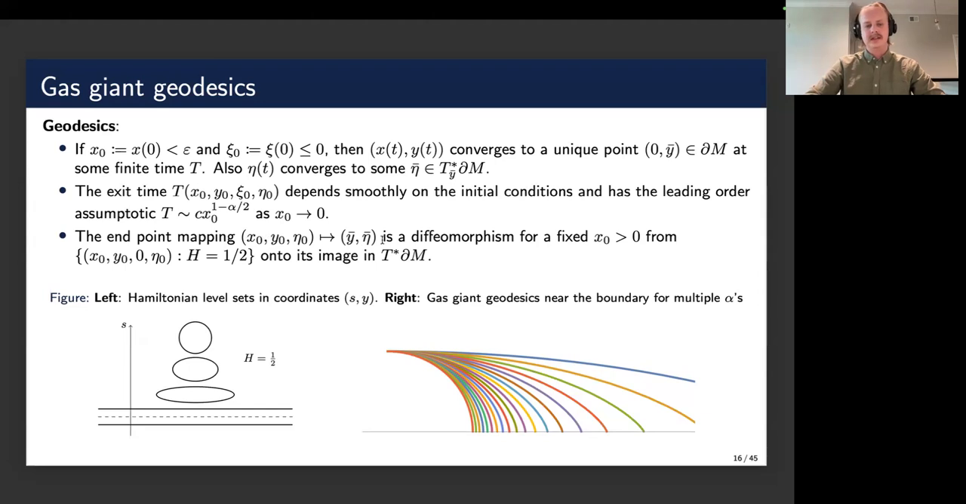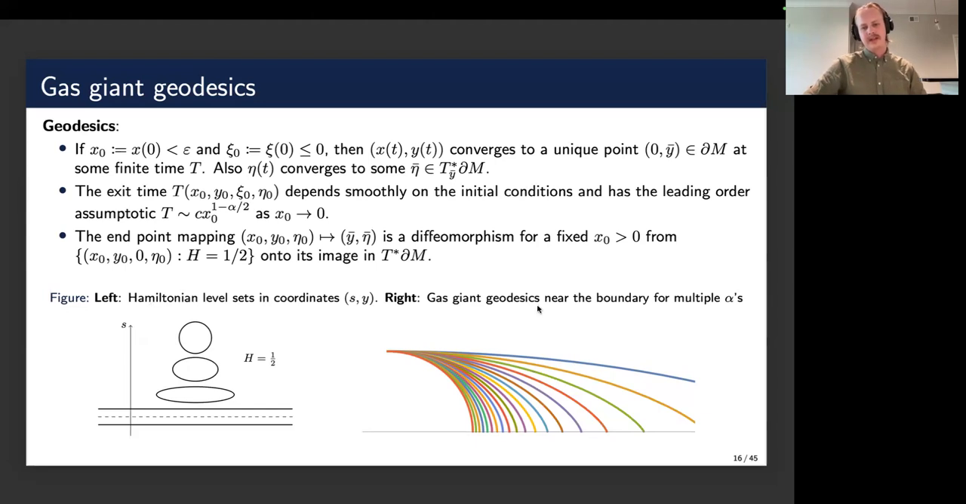And also you can define what I call the endpoint mapping here, which takes some initial values and maps them to these endpoints along the flow. And this will give you a nice diffeomorphism from this surface to the boundary and back. So in total, I would say all of these 3 conditions tell you that our geodesic flow on this manifold is very well defined, and it has some certain nice properties.